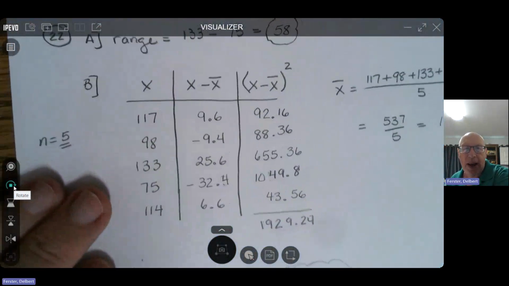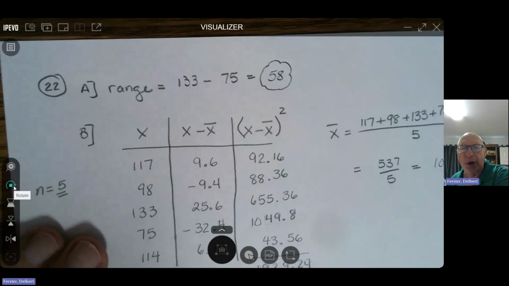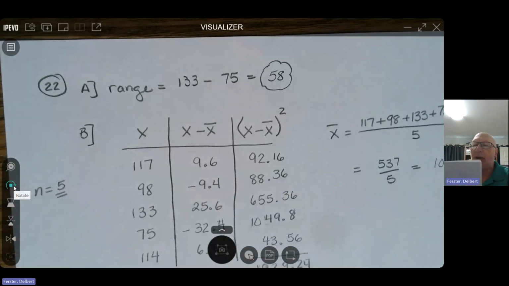All right, 22's got a lot of work for us to do. The first part's pretty easy though. First part just says, here's a relatively small data stack. Find the range. The range is the difference between the largest and smallest of your data points. The largest I do believe is 133, and the smallest I do believe is 75. So there's a range of 58 from high to low. Simply a subtraction, you're good to go.